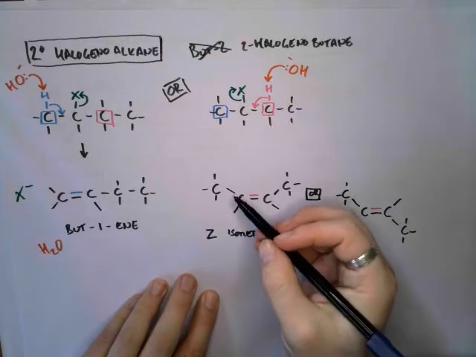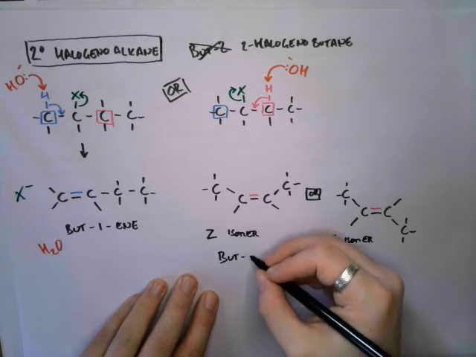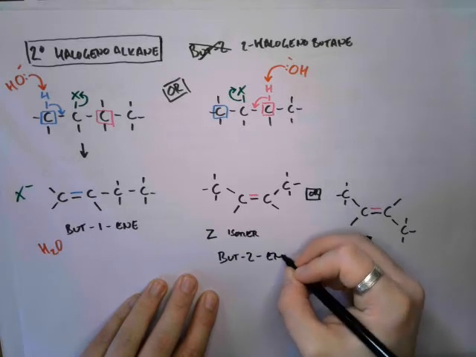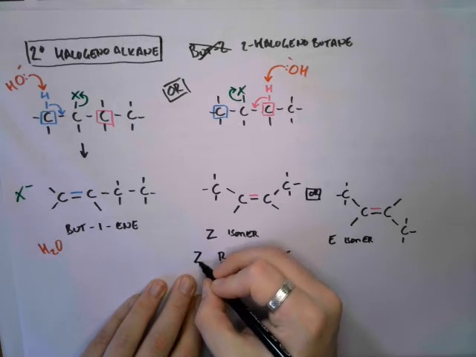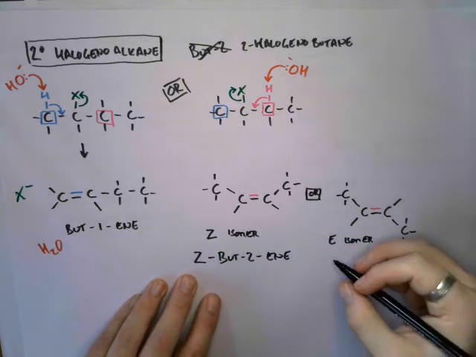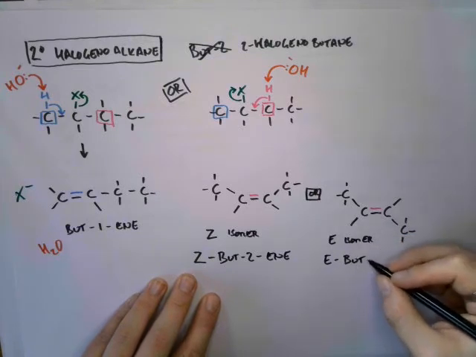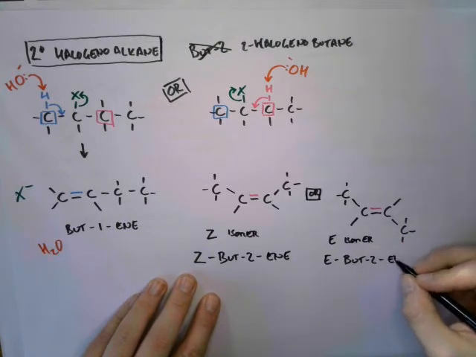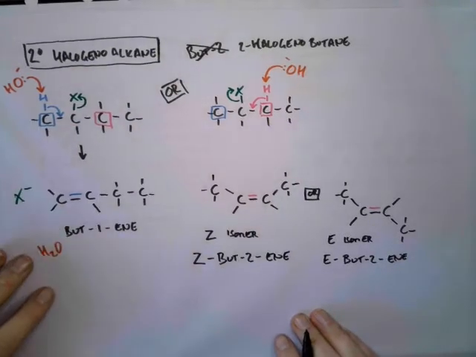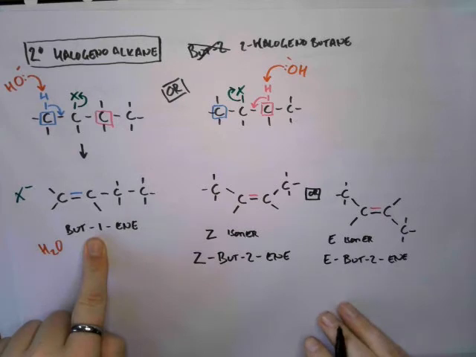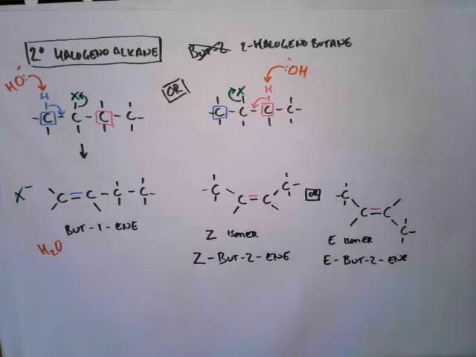This one is going to be, well, the alkene's on the second, so it's going to be but, because it's still 4, it's going to be 2-ene. I'm going to include this classification, so it's going to be Z-but-2-ene. This side is going to be E-but-2-ene. And so actually when we have a secondary halogenoalkane, we end up with 3 products: but-1-ene, but-2-ene, with 2 geometrical isomers.